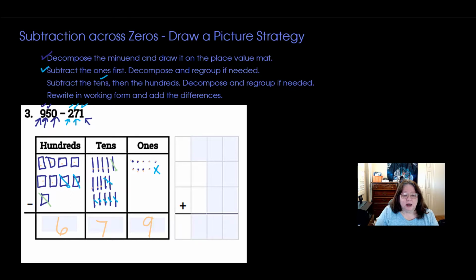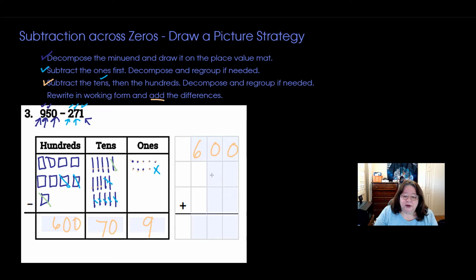6 hundreds. I just realized that in this example, the book does want us to write the value here, so we're going to do that. Instead of 7, we're going to have 70. And instead of 6, we'll have 600. So, rewrite in working form. Working form simply means vertically. Stack them on top of each other and add the differences. These are partial differences. Although the problem is subtraction, we've already done our subtraction, so we need to add our partial differences together.